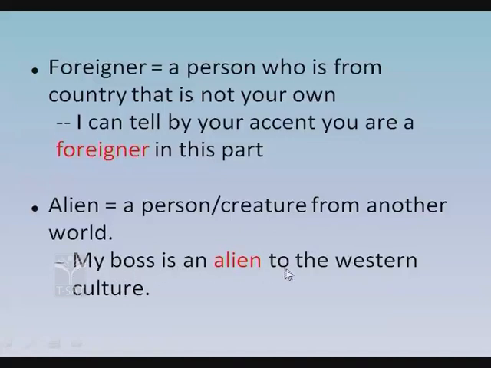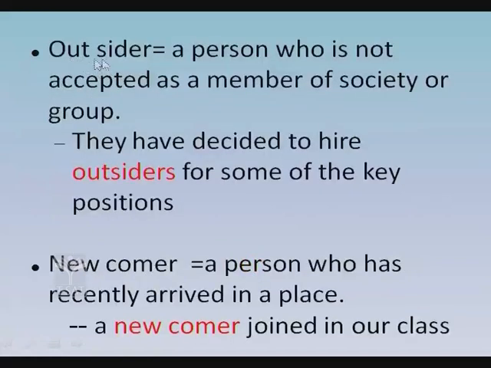My boss is an alien to the Western culture. Here alien is a person or a creature we said, but when we use it in a sentence, whichever is unknown we can also use as an alien. Outsider, a person who is not accepted as a member of society or group. They have decided to hire outsiders for some of the key positions. Newcomer, a person who has recently arrived in a place. A newcomer joined in our class.